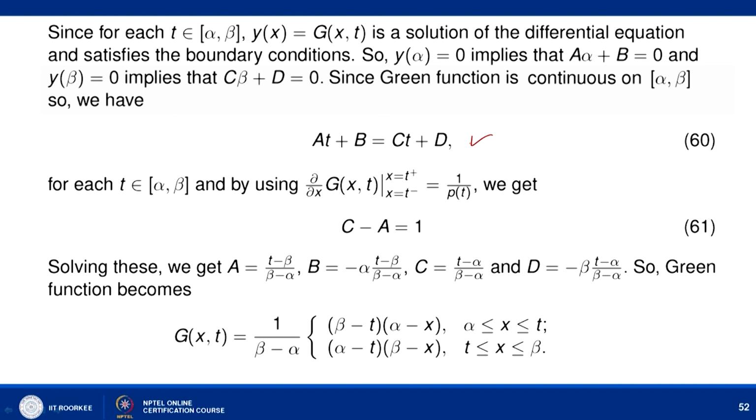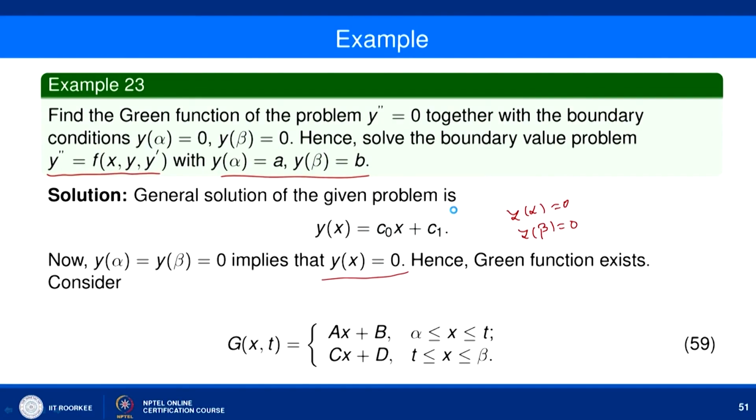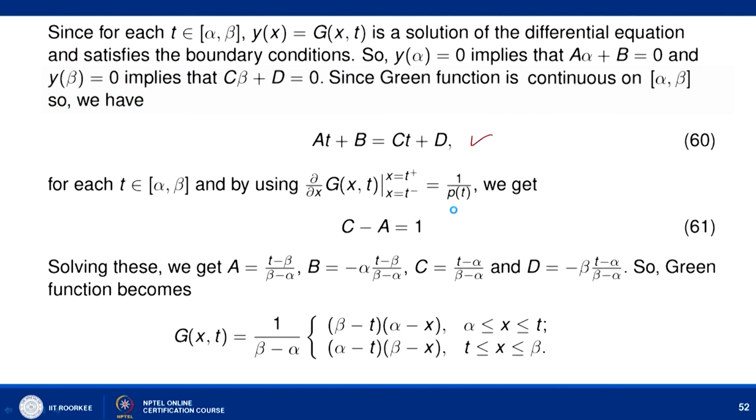condition, we can write the jump of dG/dx from x = t minus to t plus equal to 1/p(t). Now here p(t) is basically 1. So using this we can write that c minus a is equal to 1. So c minus a = 1 and at + b = ct + d, and some more conditions are given. So using this we can get our solution a, b, c and d.